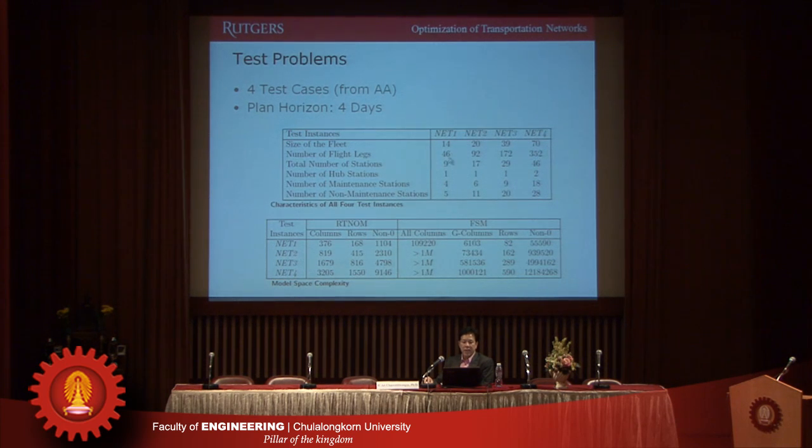Aircrafts, number of flight legs, number of maintenance stations, number of hub stations, number of non-maintenance stations. So we have from small network to larger and larger and larger. So what we did, we just do a simple comparison. Again, just to keep in mind that the rotation tour model, we try to compare with the flight string model.